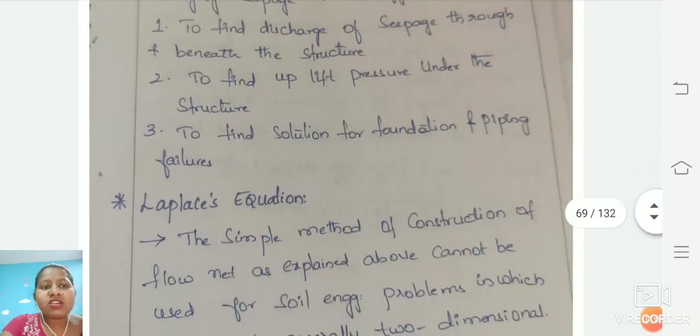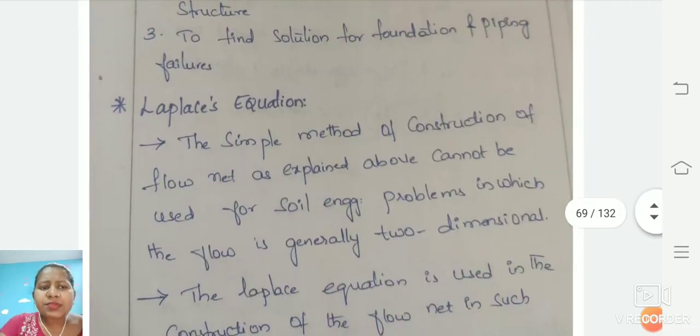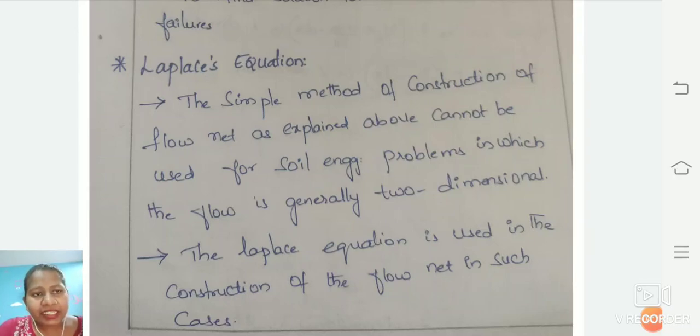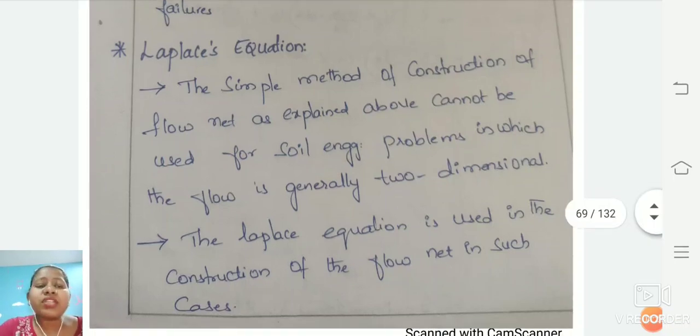Next we'll be seeing the Laplace equation. As we all know, this Laplace equation which we have studied in mathematics is also interlinked with soil mechanics. In soil mechanics, the Laplace equation is nothing but a flow net, which generally flows in two dimensions. So this Laplace equation is mostly used for construction, only in flow net cases.